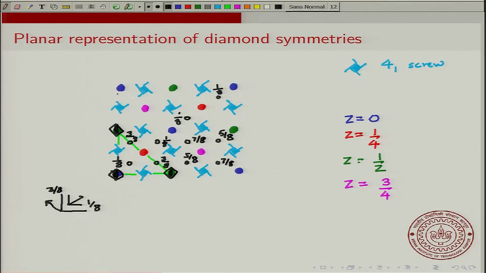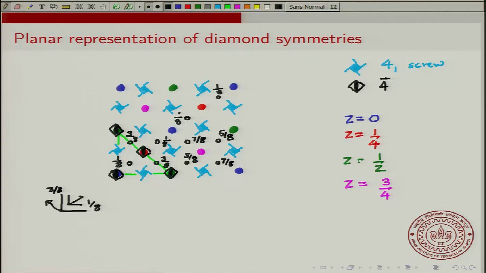In fact, you can show that there will also be a four-fold roto inversion axis right here. So for each of the points in the diamond cubic lattice, each point acts as a four-fold roto inversion axis. So, four bar.